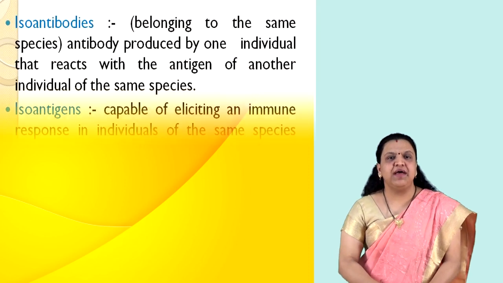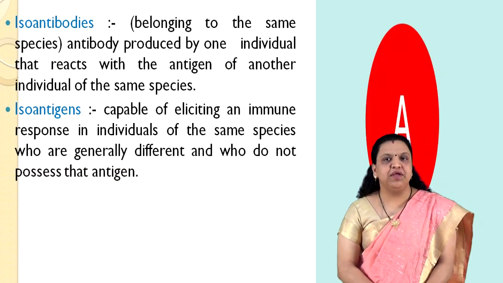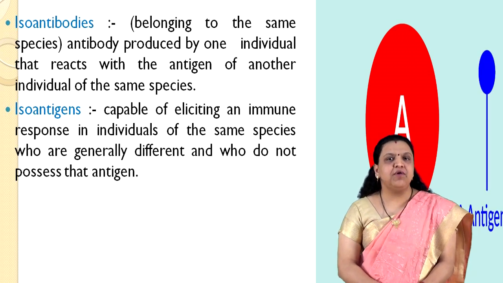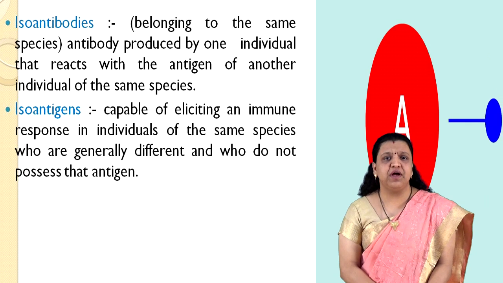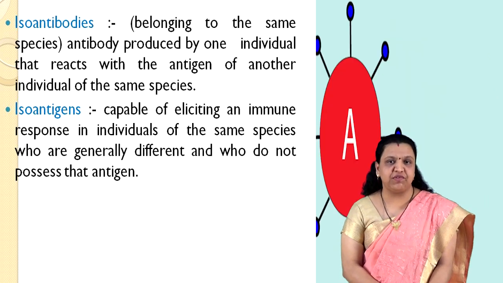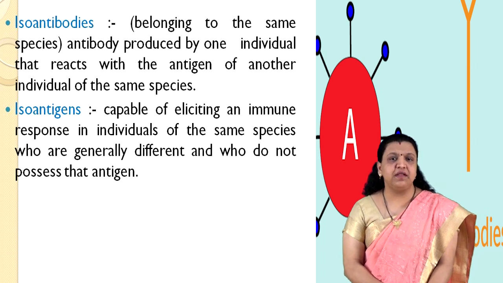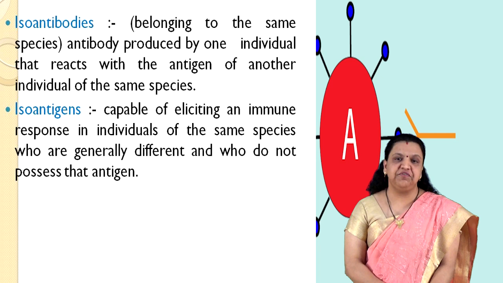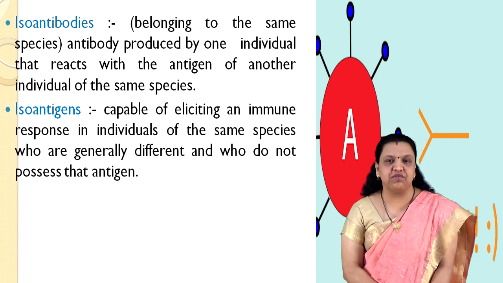When we talk about isoantibodies and isoantigens, the isoantibodies belong to the same species. Isoantibodies are the antibodies produced by one individual that react with the antigen of another individual of the same species. An isoantigen of an individual is capable of eliciting an immune response in an individual of the same species who is generally different and who does not possess the antigen; it is called an isoantigen.